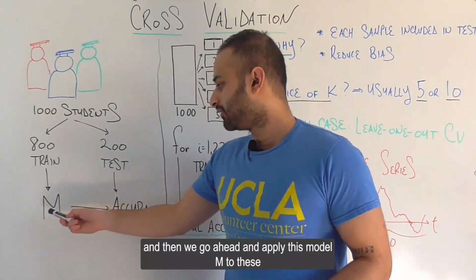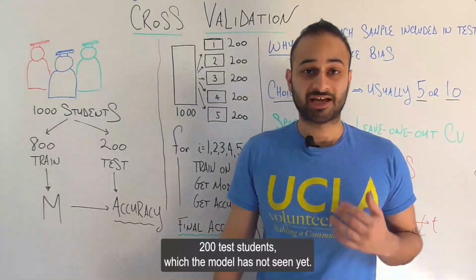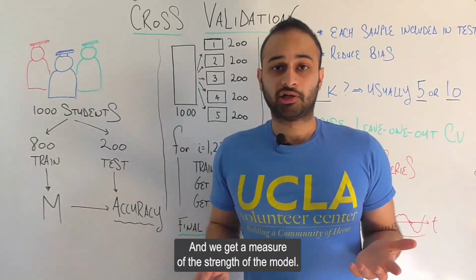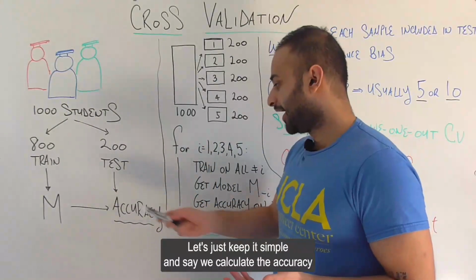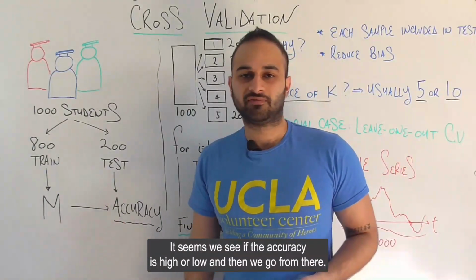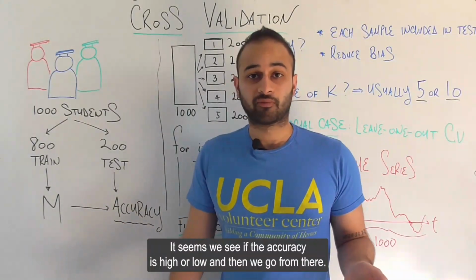Then we go ahead and apply this model M to these 200 test students, which the model has not seen yet. And we get a measure of the strength of the model. Let's just keep it simple and say we calculate the accuracy. And that should be the end of the story, right? It seems we see if the accuracy is high or low, and then we go from there.